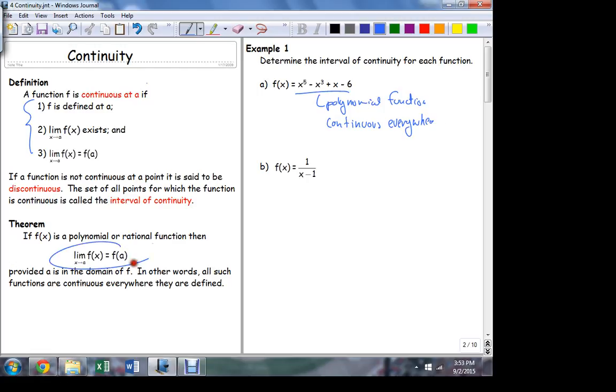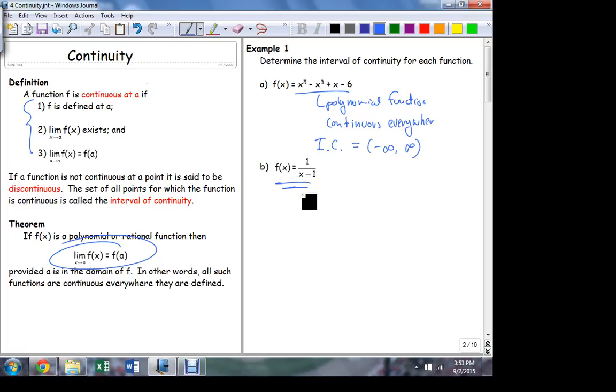because first of all, it's defined everywhere, and everywhere it's defined, the limit and the function value are the same, and so its interval of continuity would be the entire real number line from negative infinity to positive infinity. That's automatic. Now I know, I don't even have to look at the graph. All I got to do is verify that condition, which we've already verified, and I know. Functions of this type, all of them are continuous.